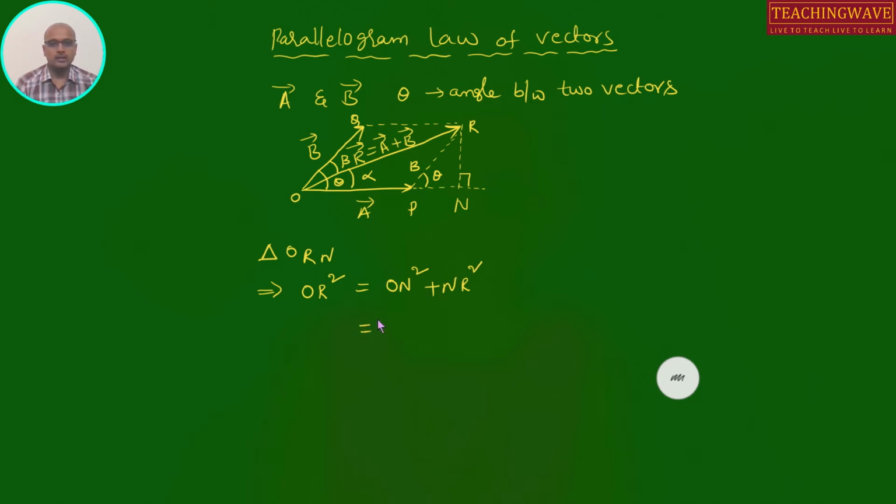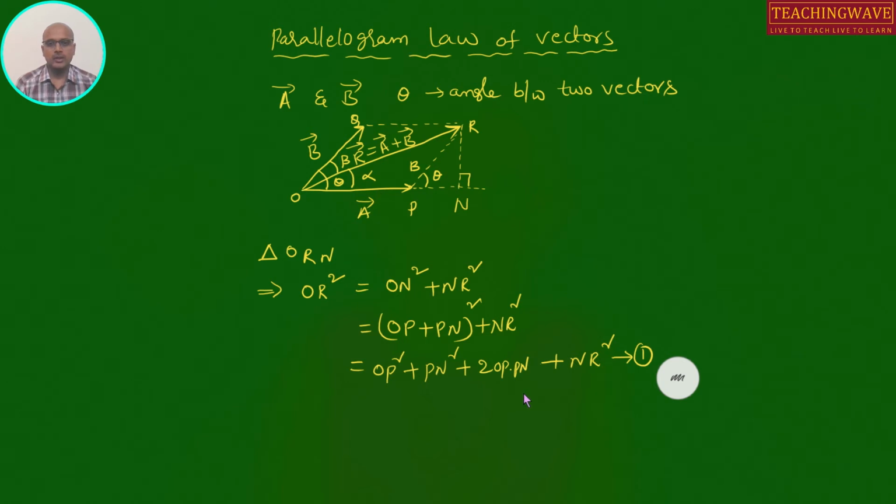But we clearly know that ON can be written as OP plus PN, because the OP value we know, that is the magnitude of A. So (OP plus PN) whole square plus NR square, that is equivalent to OP square plus PN square plus 2 OP PN plus NR square. Let us treat this as equation 1.